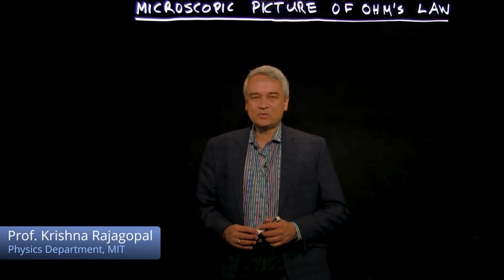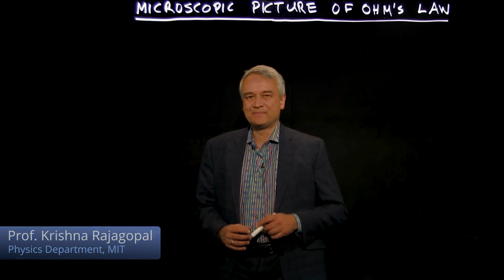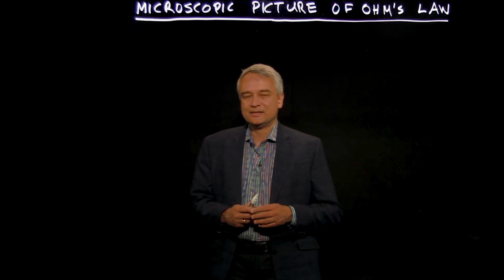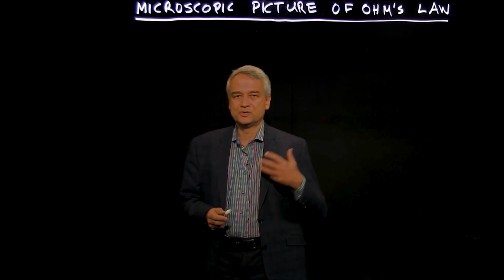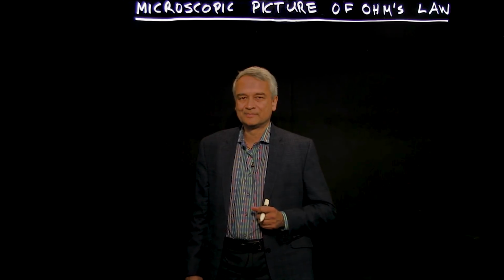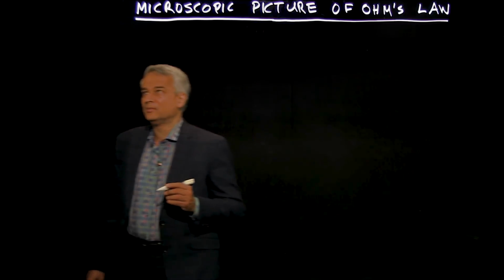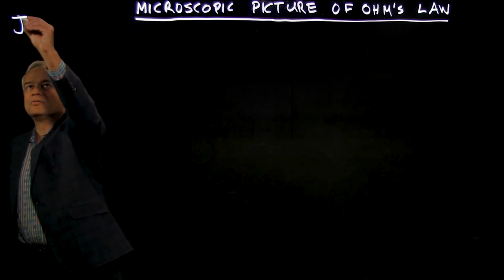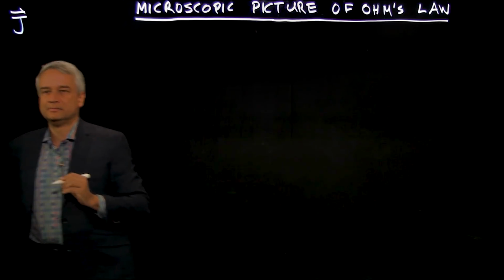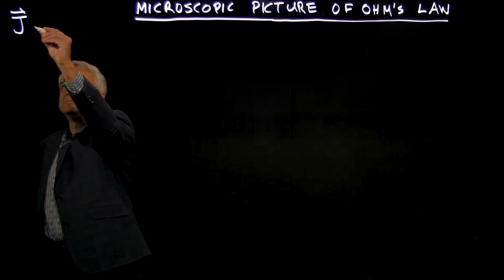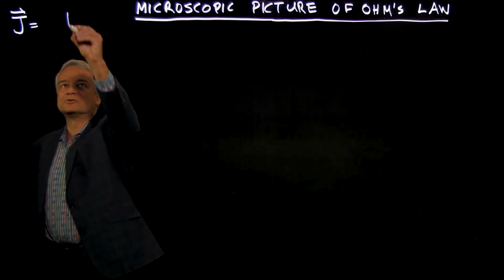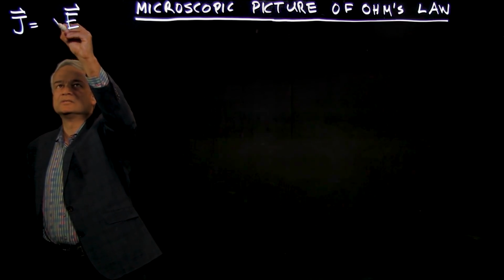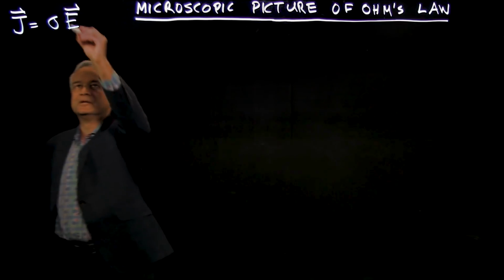So today we are going to derive a microscopic picture of Ohm's law, the law that relates the electric field in a conductor to the current flowing in the conductor. Now, last time we've seen Ohm's law in the following form, relating the current density in the conductor to the electric field with a proportionality constant sigma, which is called the conductivity.